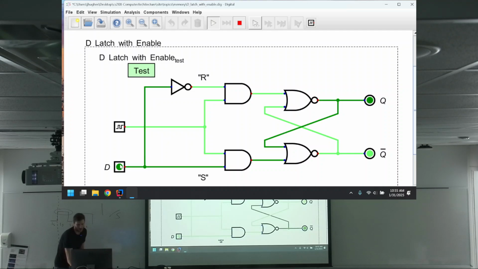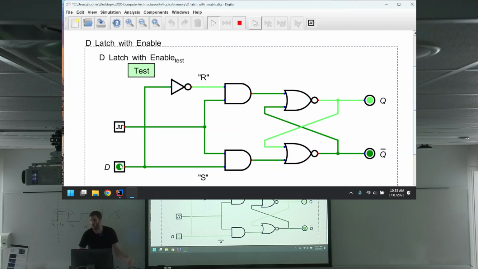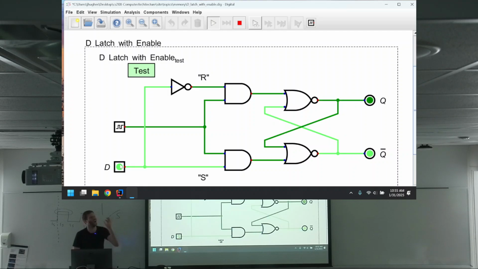Really what I want to achieve here is not when the clock is high do I want it to be enabled. Really what I want is the instant, and only for that instant that the clock goes high, do I want it to actually be enabled. Okay? That's really what I want to achieve.